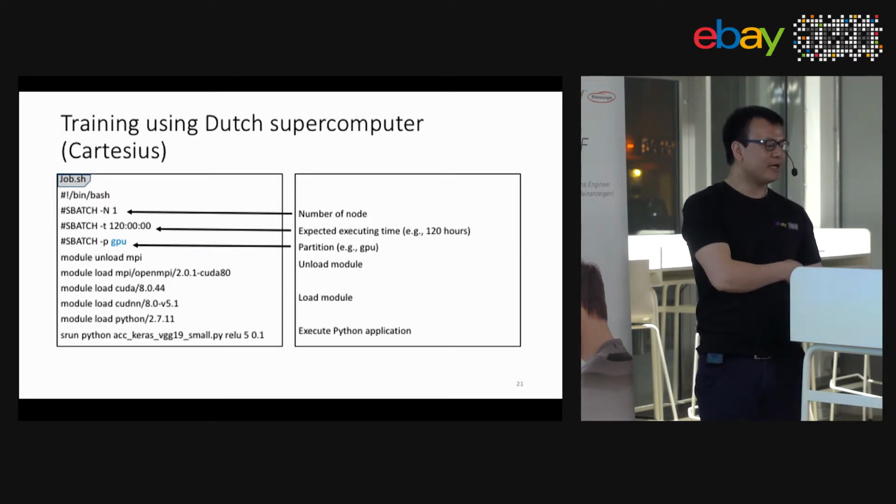And secondly, we train the model. After we build the model, we train it using the Dutch supercomputer. This is just a job file to submit a job. It's also very simple.